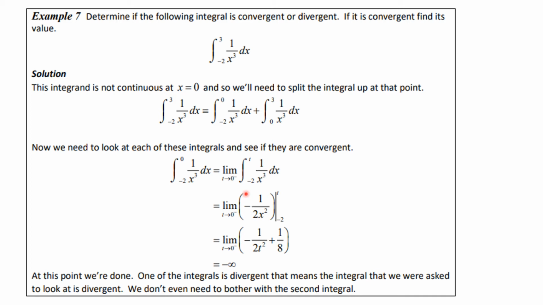And so this is a limit as t tends to 0 from the left, from minus 2 to t, 1 over x cubed dx. Add 1 to the exponent, divide by the new exponent, plug those in and take the limit as t tends to 0 from the left, and you will get this. Now, when t tends to 0 from the left, this first thing goes to infinity, actually goes to minus infinity, so that's minus infinity. Now, we're really done. We don't have to evaluate the other, because if one of them is divergent, that means the whole one is divergent, so we don't have to bother with the second integral.